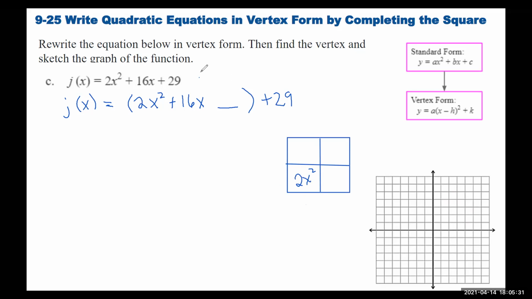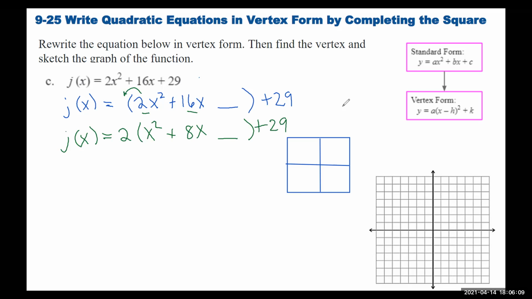So what I need to do is a little manipulation where I actually factor the 2 out of this set of parentheses, out of the x terms. So I have to rewrite this one more time, j of x equals, and now I'm going to take the 2 out. I'm going to put the 2 out front and see what's left. But remember, now we're in parentheses. I have to divide the 2 out of this term and this term. So 16 divided by 2 is 8. So I'd have 8x. And now inside the parentheses, I have what I need to complete the square.